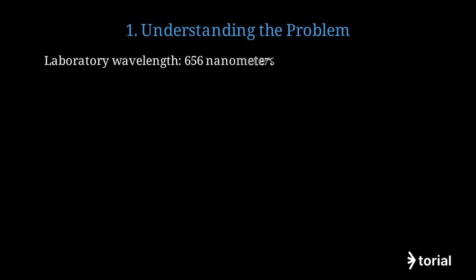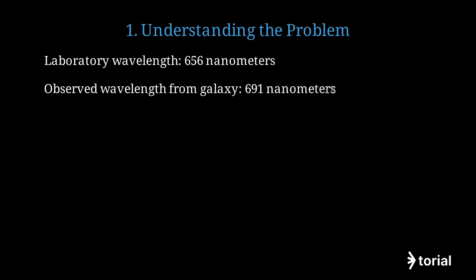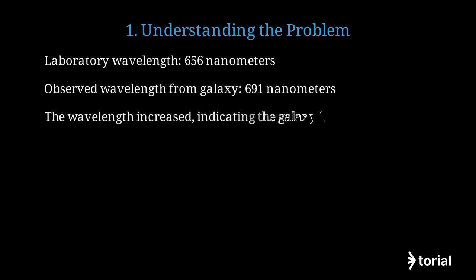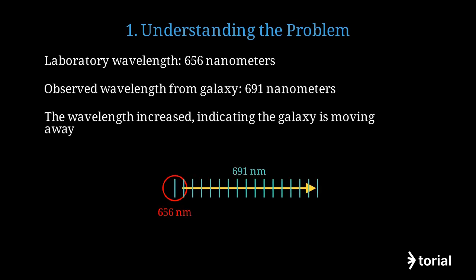In the laboratory on Earth, hydrogen emits red light with a wavelength of 656 nanometers. When we observe light from a distant galaxy, this same hydrogen line has a wavelength of 691 nanometers. Notice the wavelength increased from 656 to 691 nanometers, which means the galaxy is moving away from us. The light waves are stretched out, or redshifted, as the galaxy moves away from us.